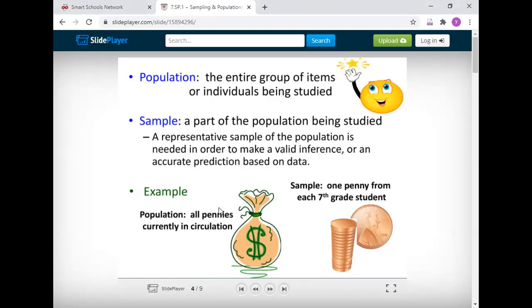So the population in this example is all pennies currently in circulation. So we have a circulation and we put pennies on it. So the population means all the pennies. I'll sample 1 penny from each 7th grade student.